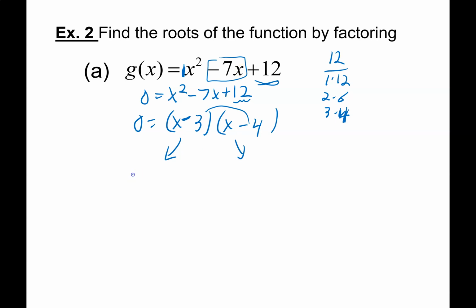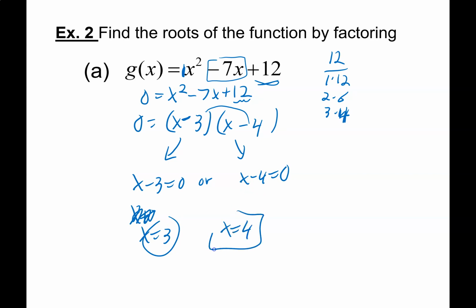Then I set them both equal to 0. Add the 3, and I get 3. Add the 4. Really nothing to it.